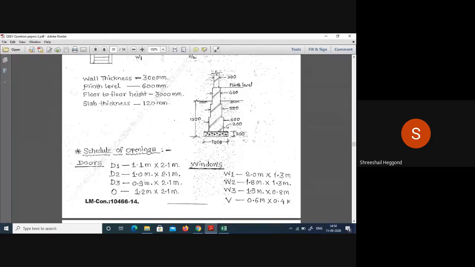The height of first footing, second footing, and third footing is not given. The diagram you can see. Those you can consider as 500, 500, and 300. Below ground level, and above ground level it will be of 600, which is given.